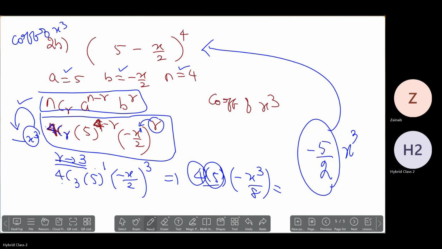Practice, you should practice many things. Here I simply wrote equal, but it is not equal to 1, it's equal. Time over. Okay.